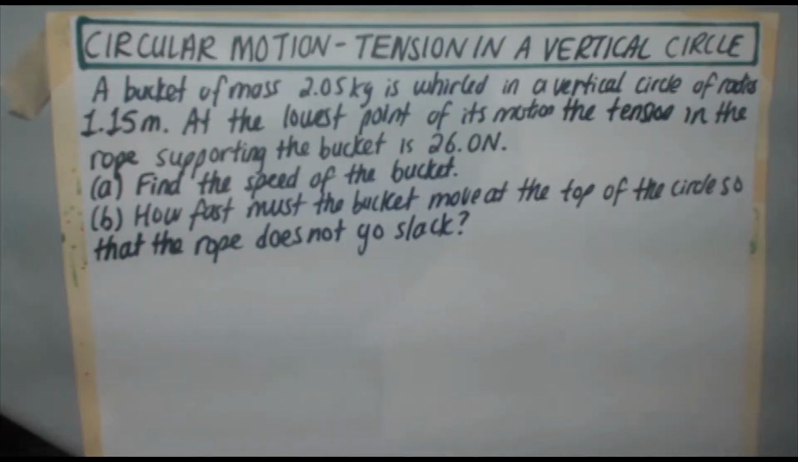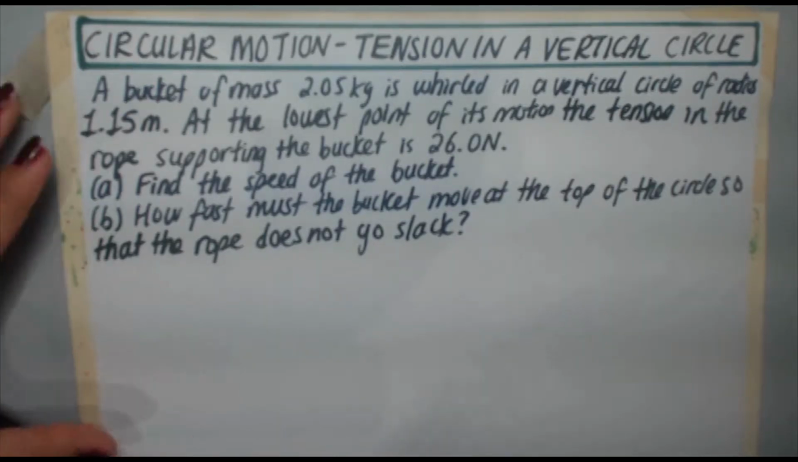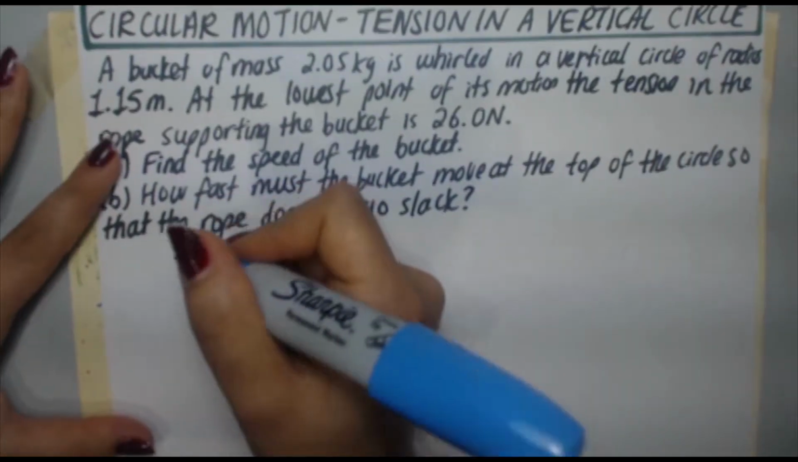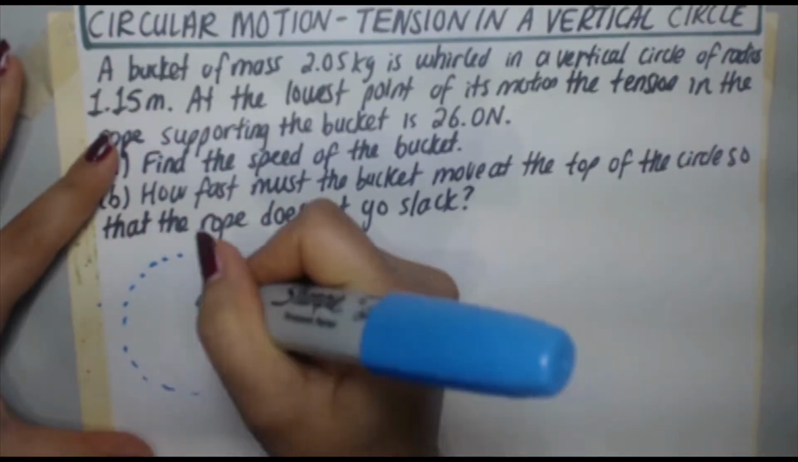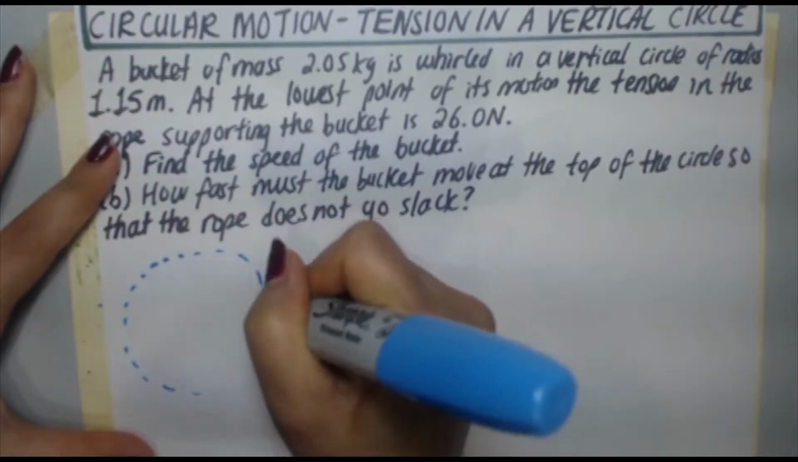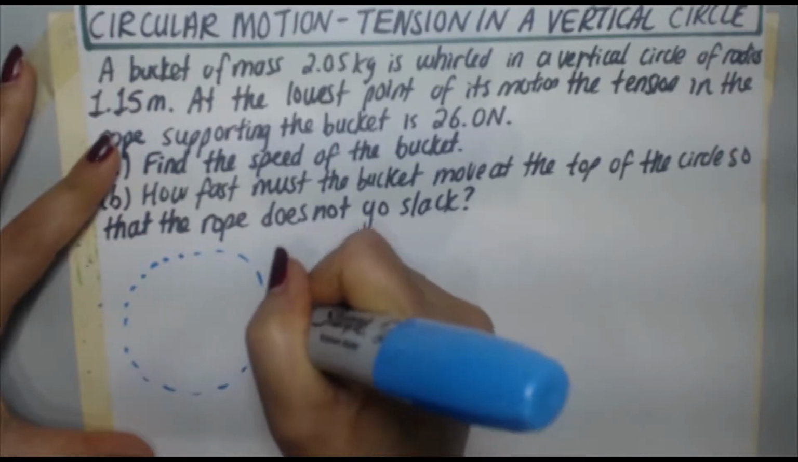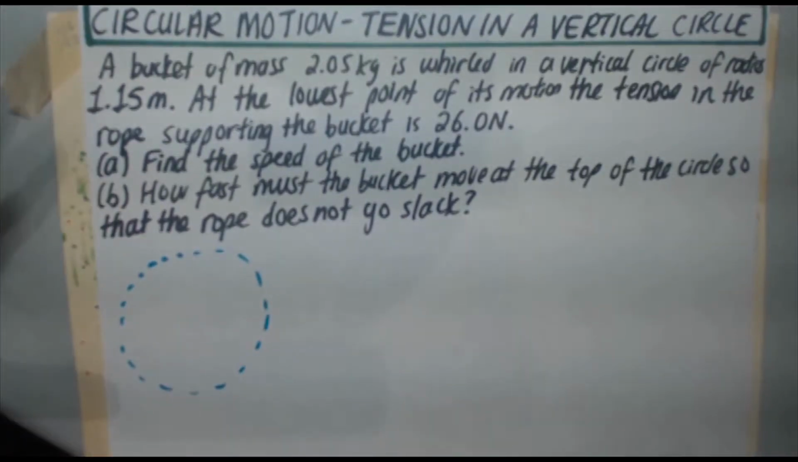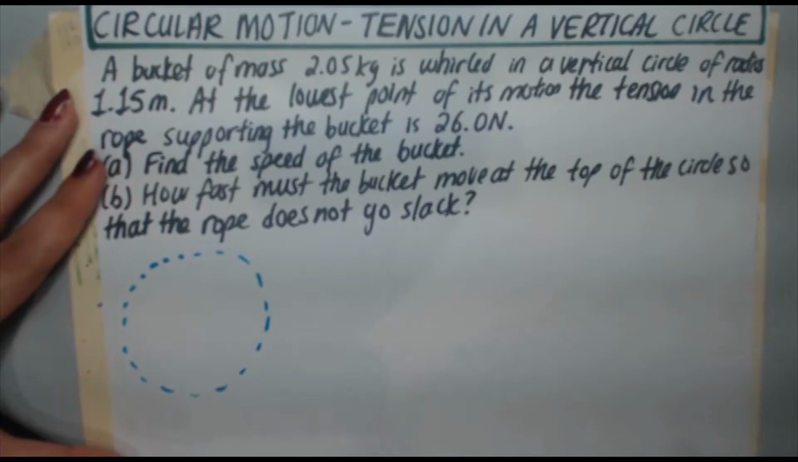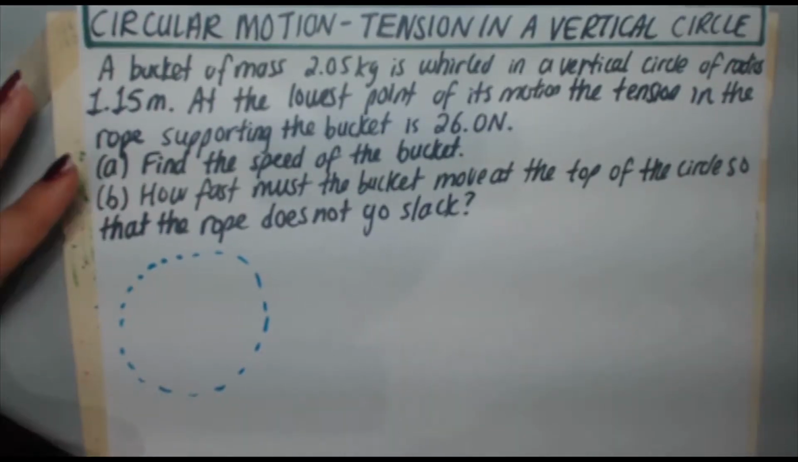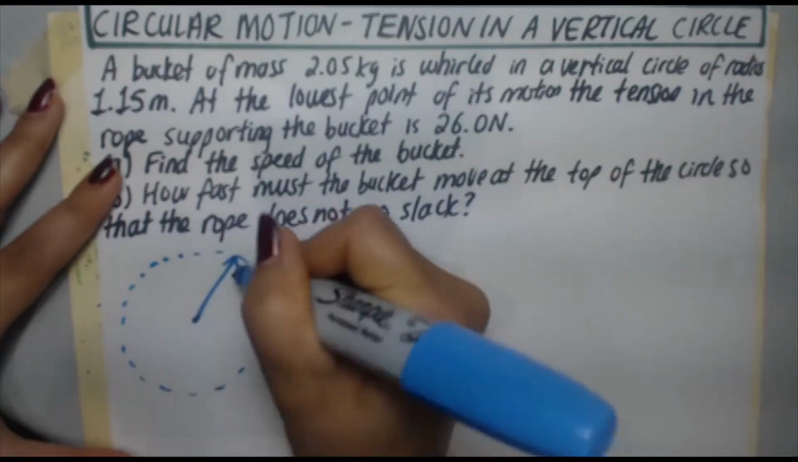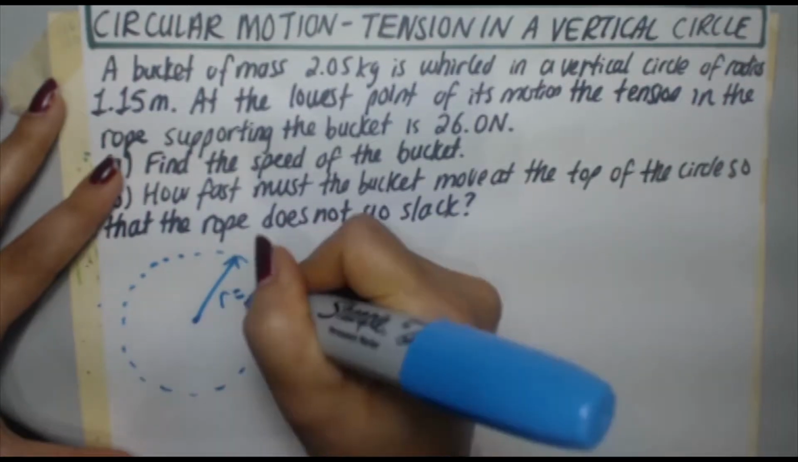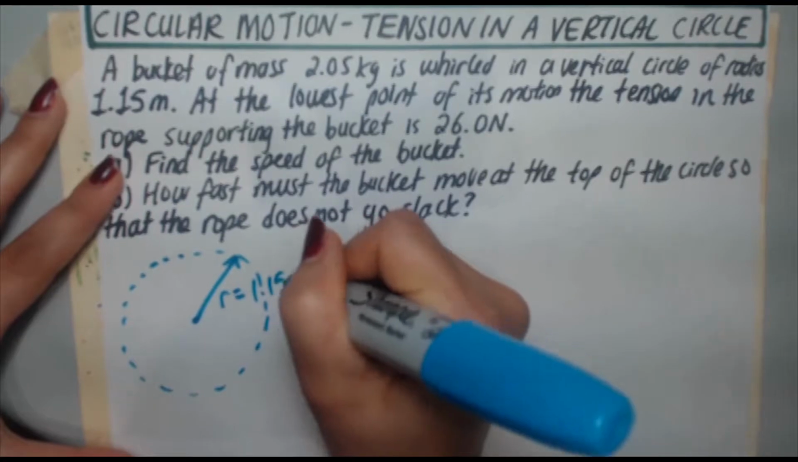So as is with any physics problem, I want to start off by drawing a picture. Okay, so here we go. We've got a vertical circle, so just trace out a circle. Now, whenever you hear vertical circle, you immediately must think that gravity is going to play a big effect here. If you have a horizontal circle, gravity's not playing the same kind of effect. Okay, so the radius of my circle is r equals 1.15 meters.